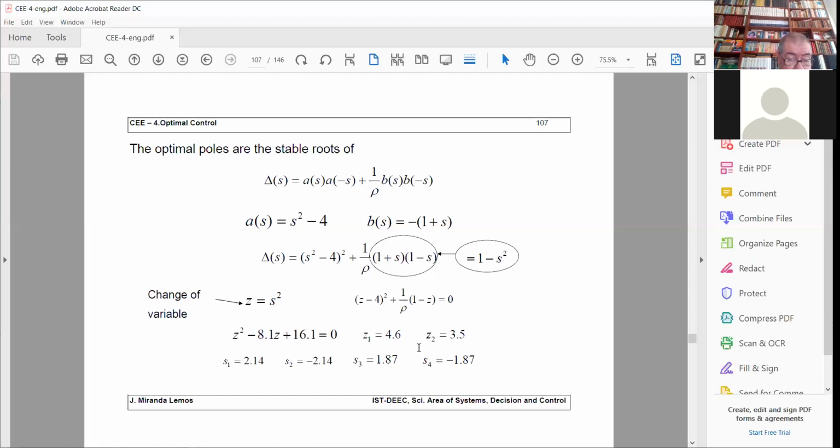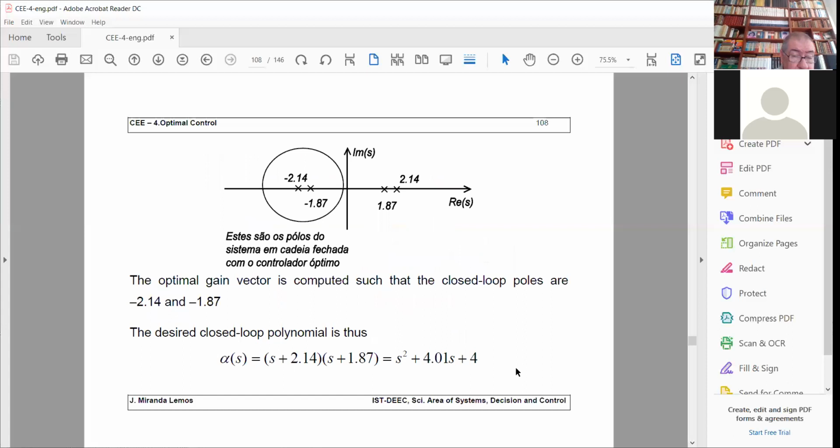So you end up with these four roots, and as you can see, they are symmetric because you have 2.14 and minus 2.14, 1.87 and minus 1.87. So if you look at the optimal roots, you have two on the left and two on the right. And these two on the left, at minus 2.14 and minus 1.87, are the optimal ones. So your desired characteristic polynomial is a polynomial that has roots in these desired optimal poles. And it's this one. Okay, if you simplify a little bit, the polynomial will get this expression.